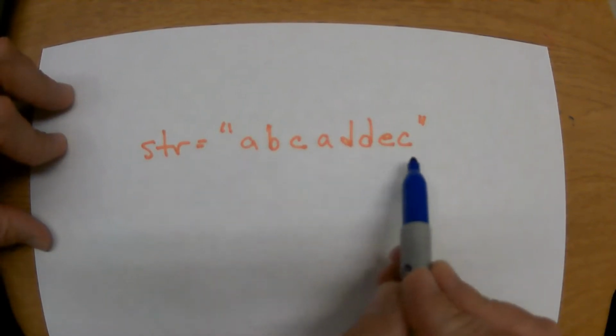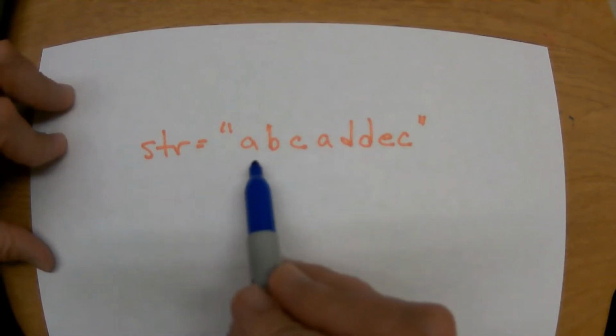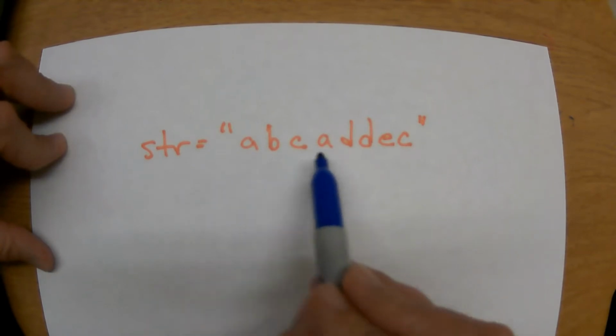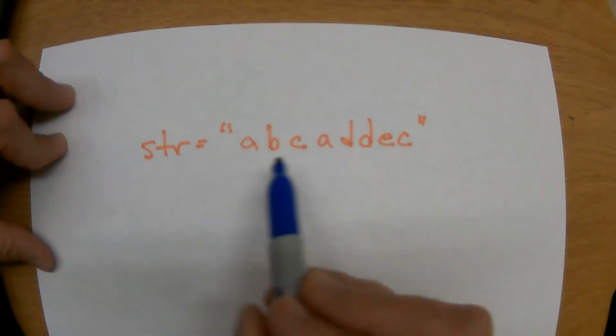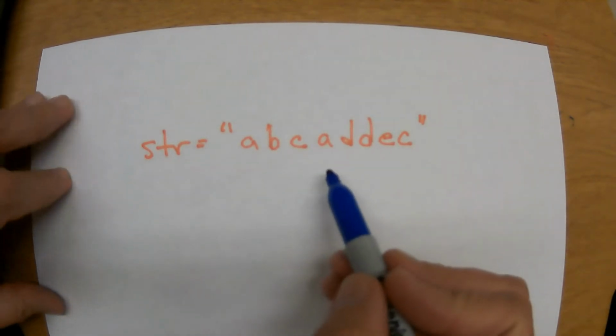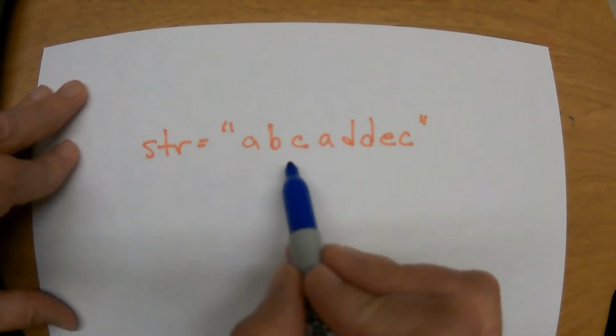So I've got a string here, and the problem I have is I'd like to be able to count the number of unique characters in this string. So I want to just give you some insight as to an algorithm that we could use to do this.